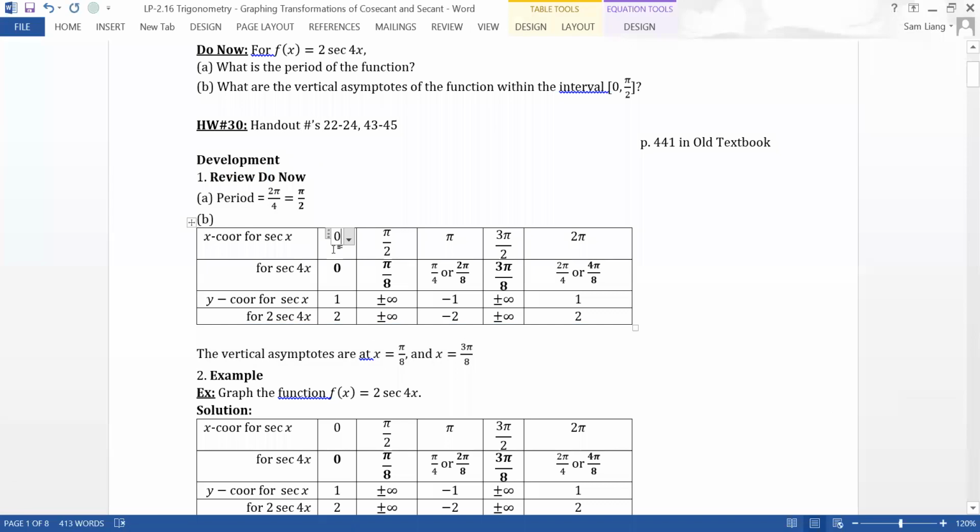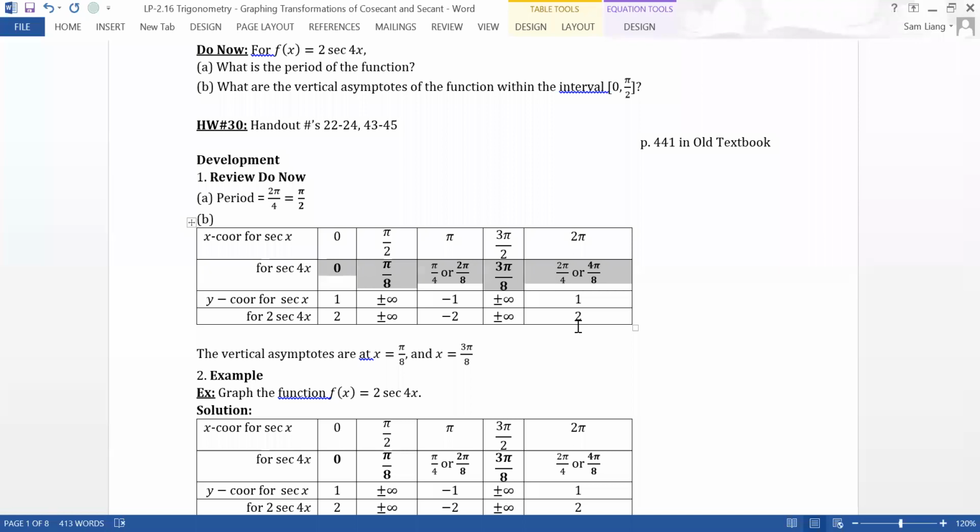So normally it's 0 to pi for secant x. And then from there, we divide everything by 4 to get the next row. And then for the y coordinates, it's 1, plus or minus infinity, -1, plus or minus infinity, 1. And then there's a vertical stretch by a factor of 2. So this becomes 2, this becomes -2, and this becomes 2. Everything else, the infinities, they stay the same.